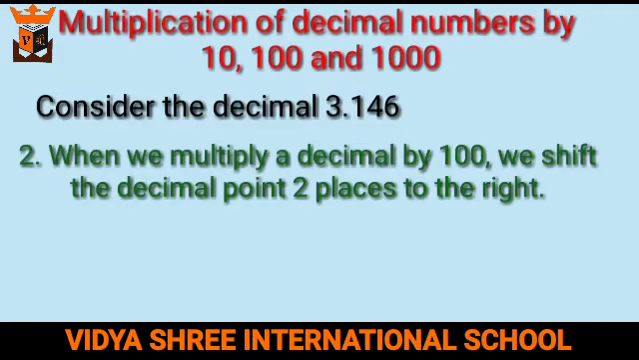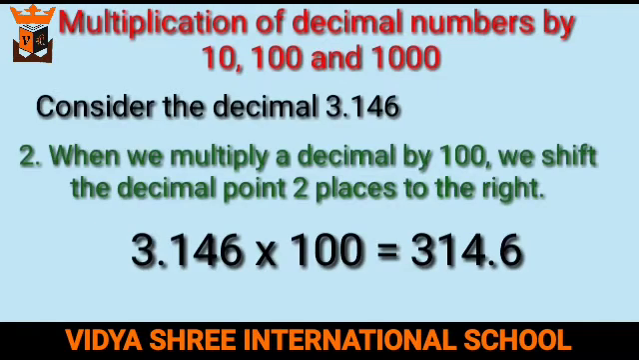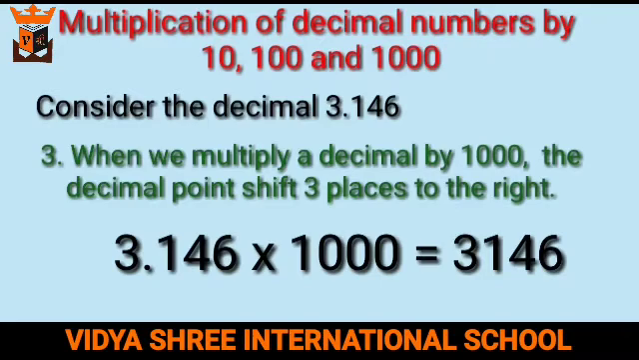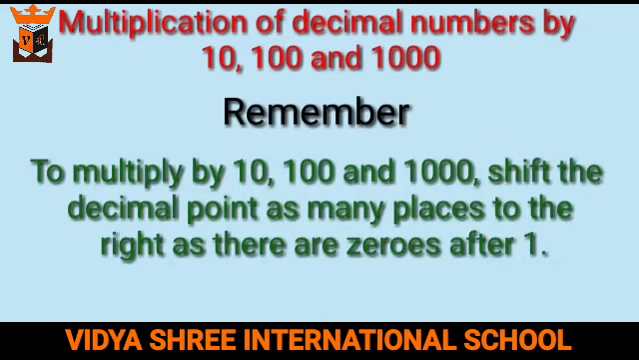right. So, 3.146 multiplied by 100 will be 314.6. When we multiply a decimal by 1000, the decimal point shifts three places to the right. 3.146 multiplied by 1000 will be equal to 3146. Remember, to multiply by 10, 100 and 1000, shift the decimal point as many places to the right as there are 0s after 1.